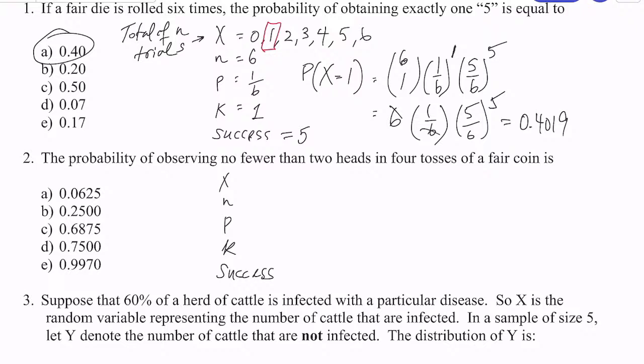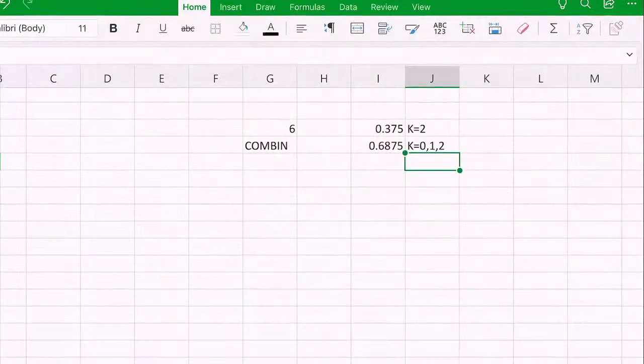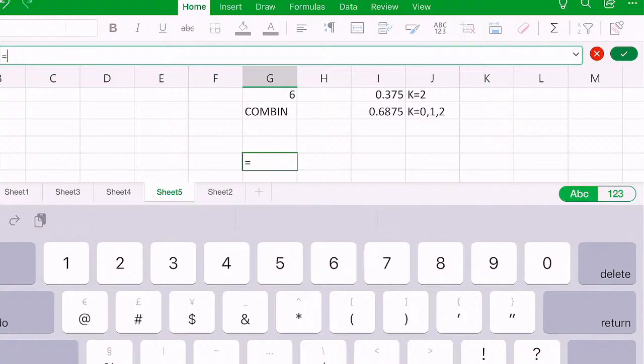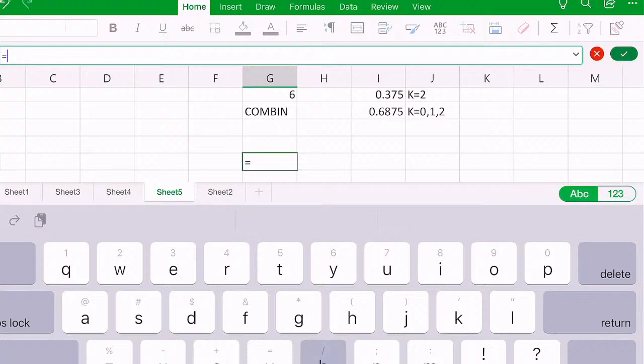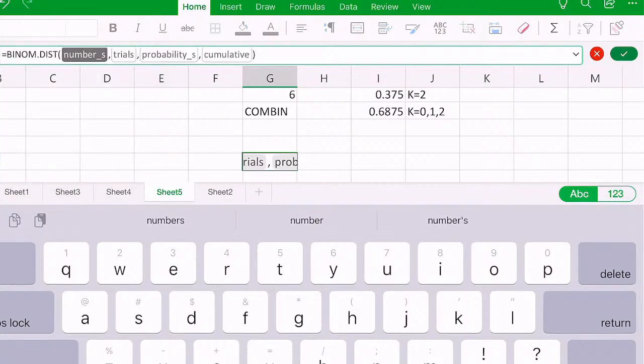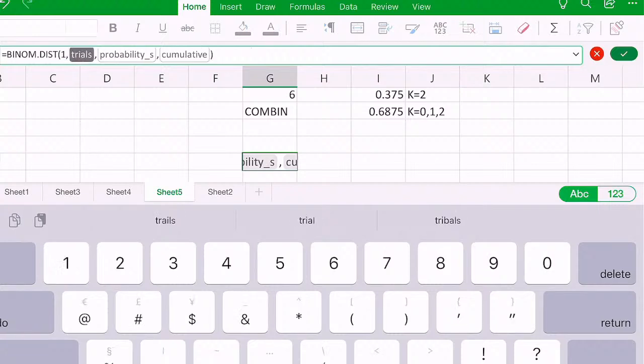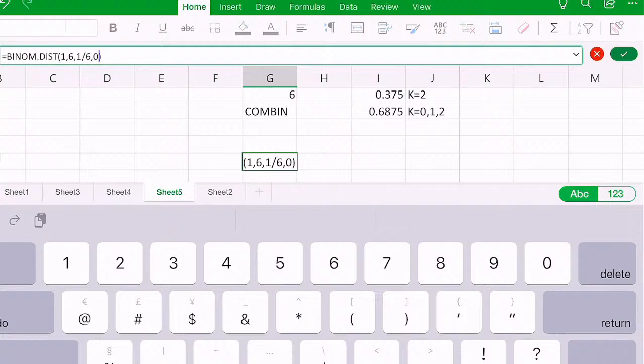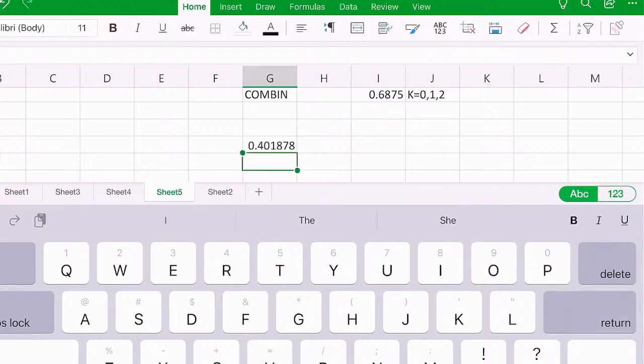Sorry, I'm going to do the first one in Excel. So it was equals, and we have to start typing binomial, and then we pick distribution, and we tell it that we are interested in 1 success out of 6 trials with a probability of 1 over 6. Can I put that in there? I think 1 divides 6. I don't know. We'll see if it works. And I do not want cumulative. I just want the single value. It worked. Okay, so this was the problem we just did.